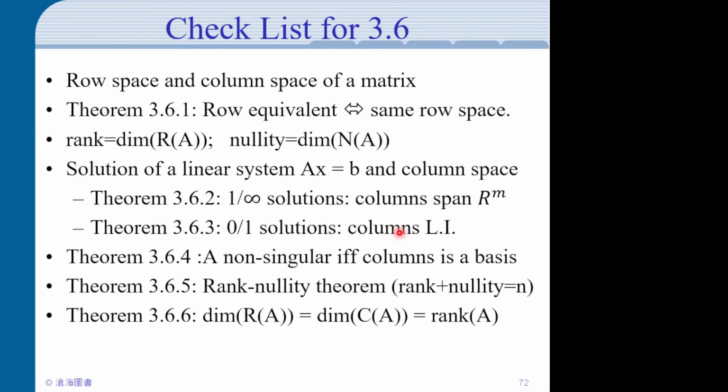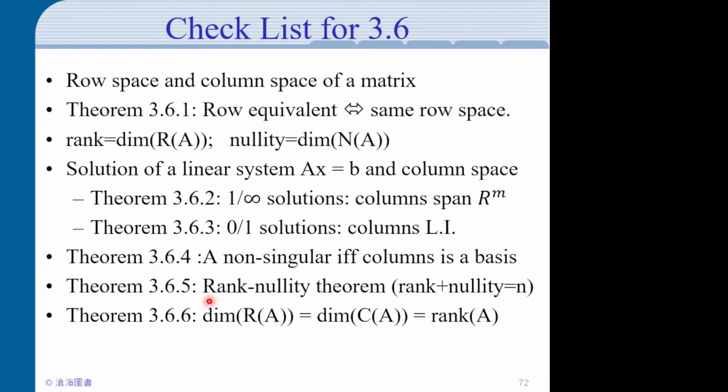Okay. And then from here we have the next theorem, which says you have a square matrix and it's non-singular. From the previous theorem, we know that it means it has a unique solution if and only if the columns are a basis. So they span the whole space Rn, and they are all linearly independent. Okay. And then we have two interesting theorems.